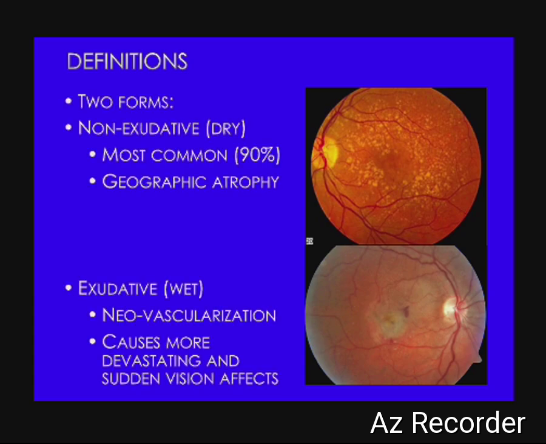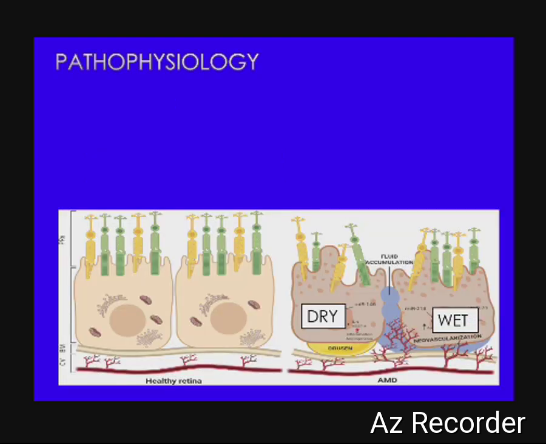Now, there are two forms of AMD. There is the dry, which occurs 90% of the time, and there's the wet, which involves the growth of abnormal blood vessels.